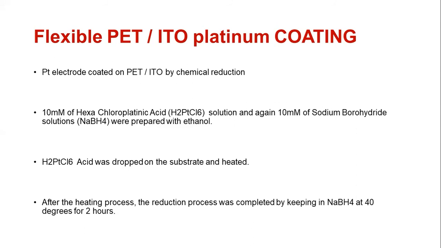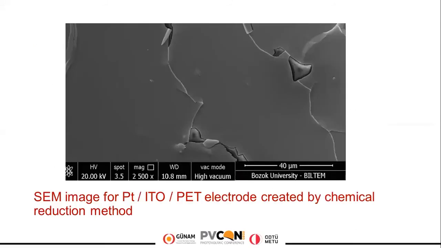After the heating process, the reduction process was completed by keeping it in sodium borohydride at 40 degrees for 2 hours. And after that, we got this image for the PET-ITO Pt electrode created by the chemical reduction method. There are some cracks on the surface because of the coating.